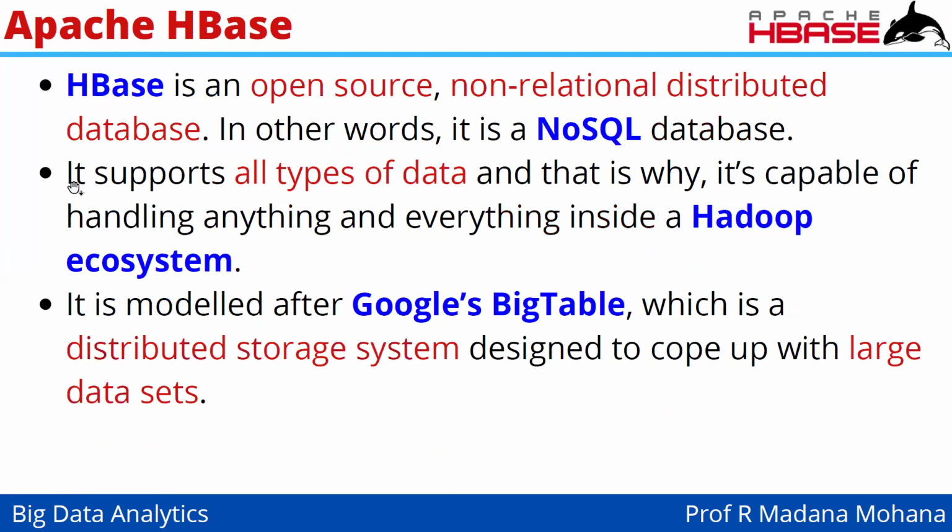The next component is Apache HBase. It is an open source, non-relational distributed database. In other words, it is a NoSQL database which supports all types of data, and that is why it is capable of handling anything and everything inside a Hadoop ecosystem. It is modeled after Google's Bigtable, which is a distributed storage system designed to cope with large data sets.